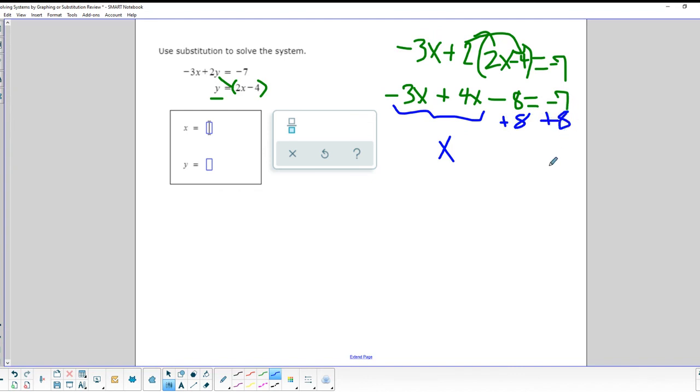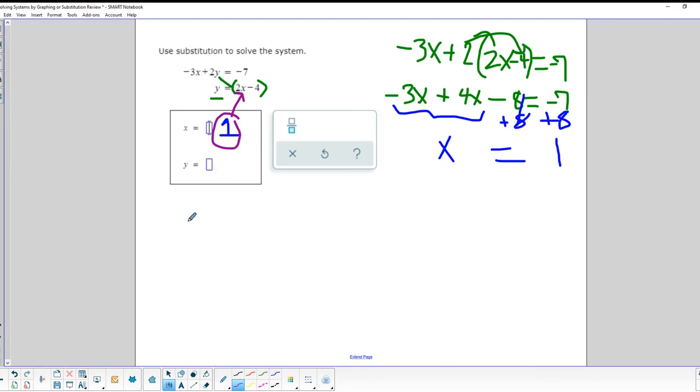And -7 plus 8 is just 1. So x equals 1 in this particular case. So we'll type the number 1 in for x. Now to find what our y value is, all we have to do is take this 1 that we found for x, plug it back into one of the original equations. This is the easiest place to use it.